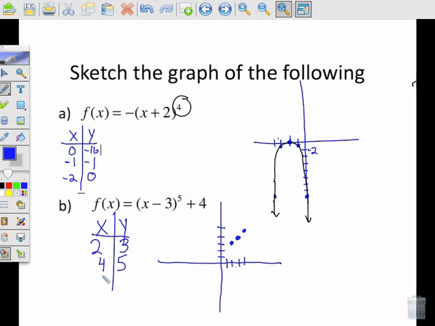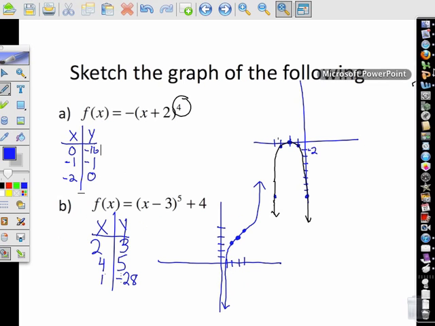And let's try putting in 0. Or 1, just to see what happens. 1 minus 3 is negative 2. Negative 2 to the fifth is negative 32, plus 4 is negative 28. We're not going to graph that point, but you can see that it comes from a very low value. It's going to become flatter here and then back up. So that's what that graph would look like.